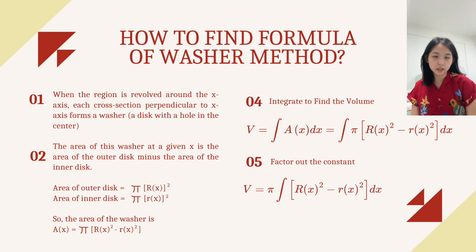When the region is revolved around the x-axis, each cross-section perpendicular to the x-axis forms a washer, or a disc with a hole in the center. And the area of this washer at a given x is the area of the outer disc minus the inner disc.